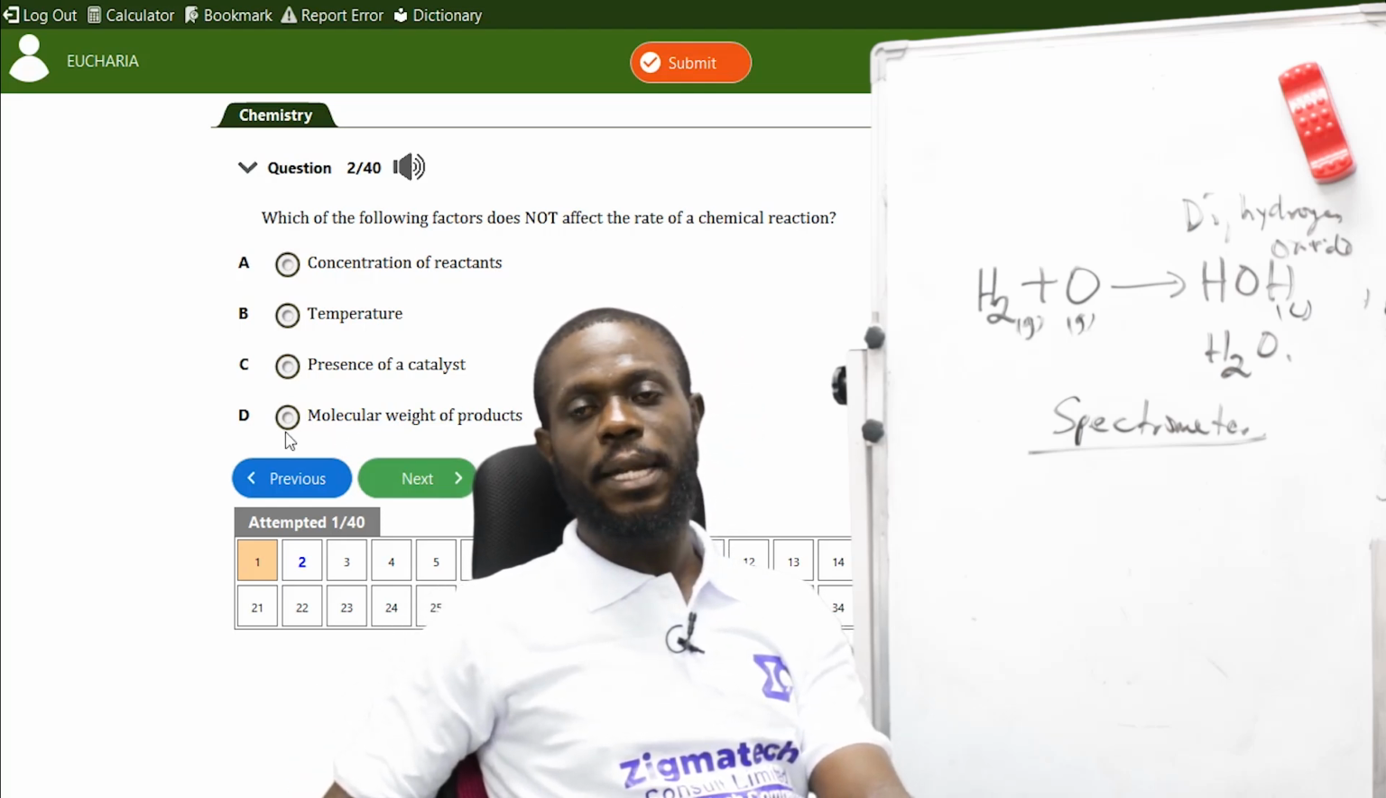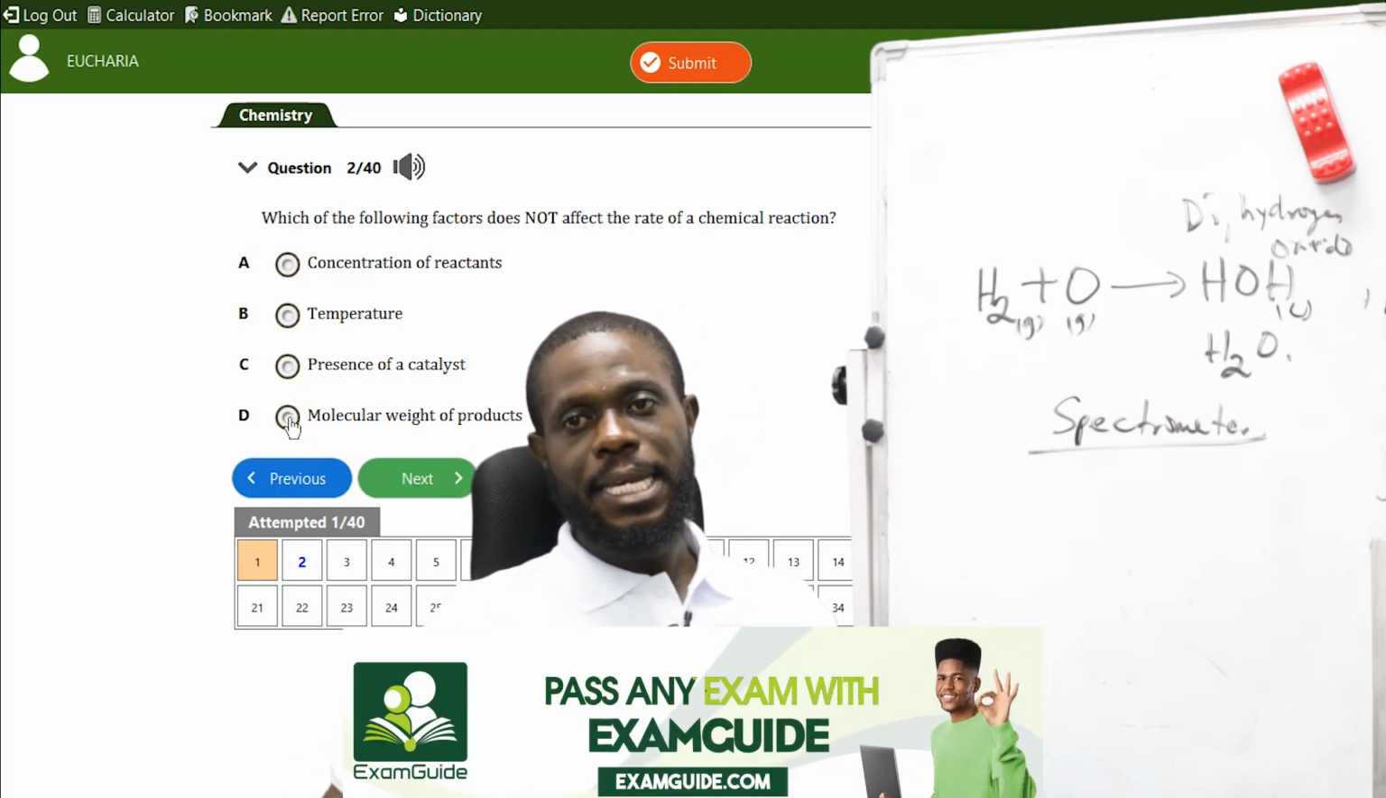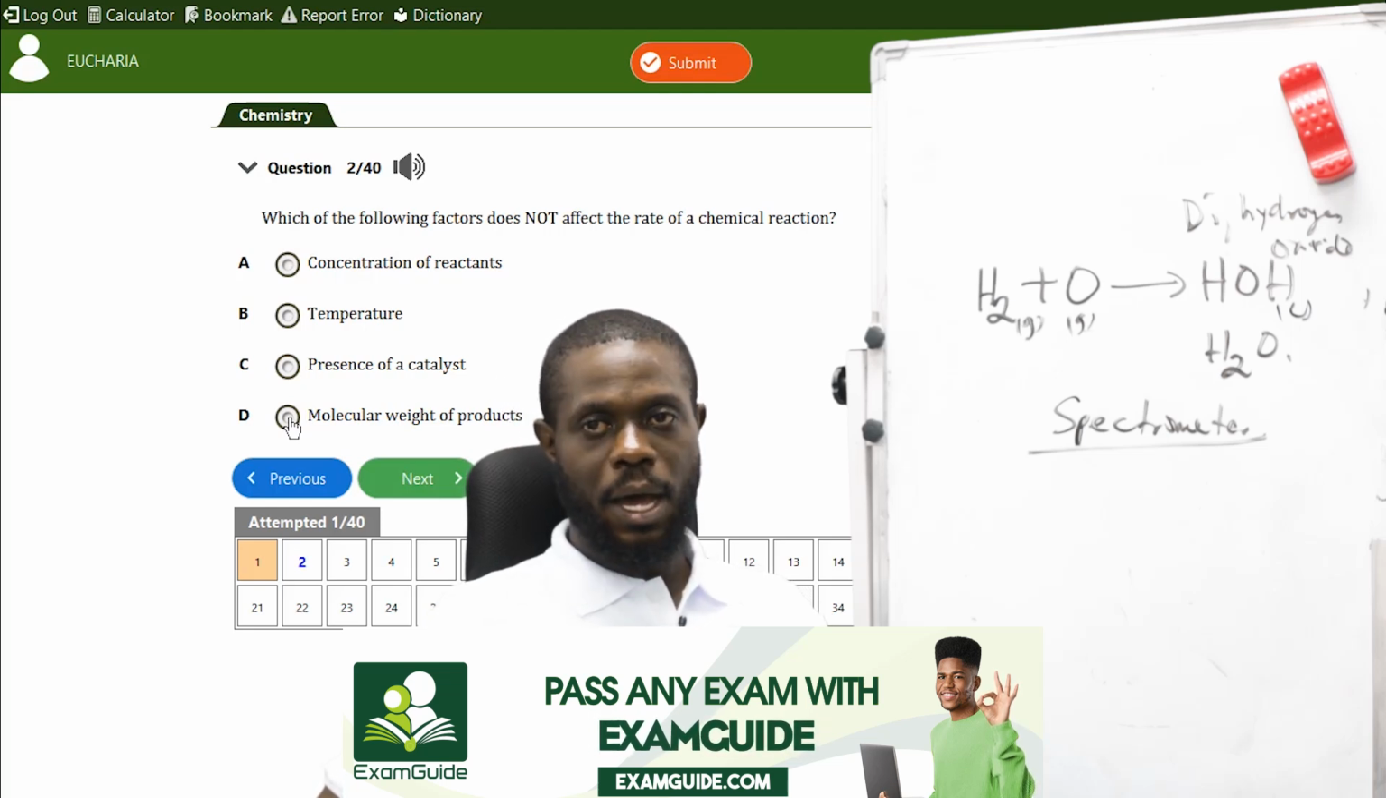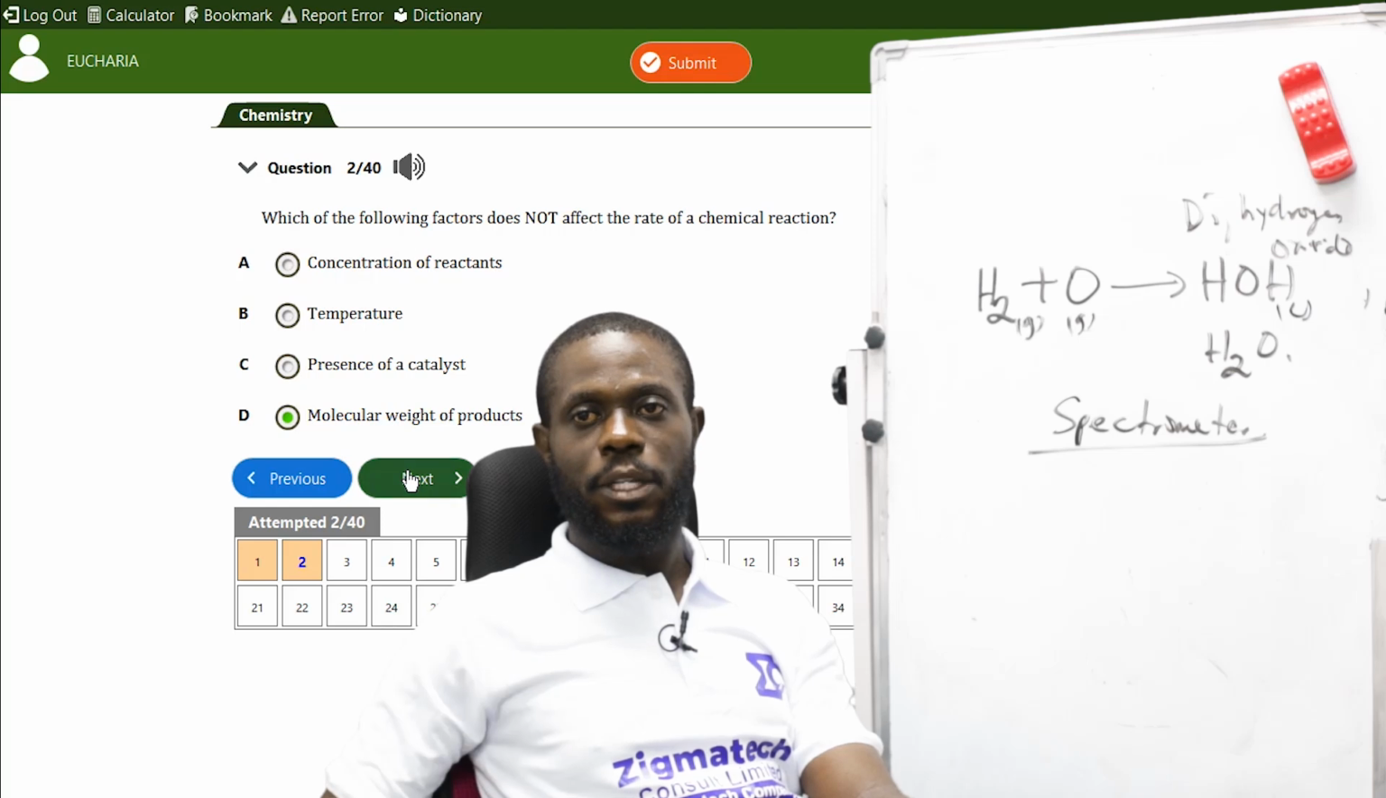And that answer is D. D is the answer. That is because the molecular weight of the product does not affect the rate of chemical reaction. So the answer for number 2 question is D. Let's go to the next one.